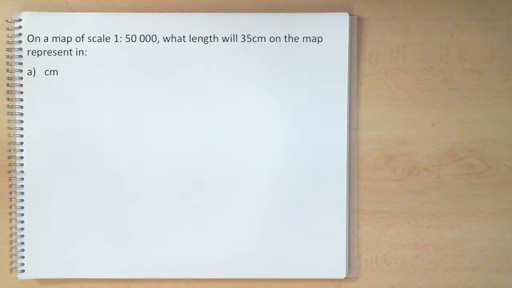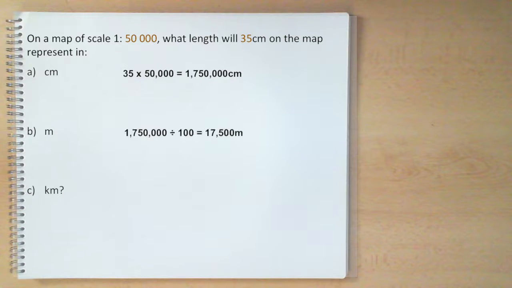So here's an example. On a map scale 1 to 50,000, what length in real life will 35 centimetres on the map be in centimetres, then in metres, then in kilometres? We're doing it this way to show that if you work through this process, you can work out what that distance means in any of those units. So first of all, in centimetres. Well, 35 centimetres on the map, it's 1 to 50,000, so it's 35 times 50,000, and that equals 1,750,000 centimetres.